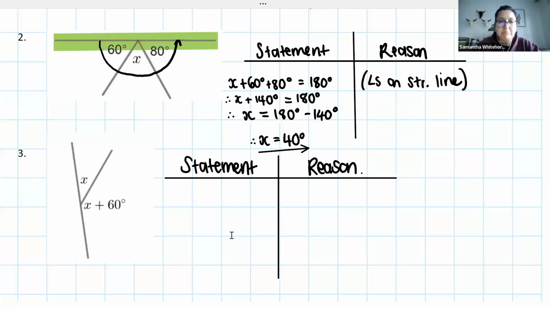Remember, guys, if you want to check, substitute the value of x that you get back into the diagram or back into your original statement and make sure that it does actually mean that your statement is true. Remember those reasons, please.